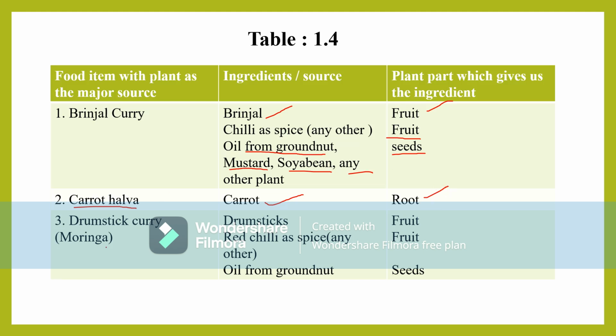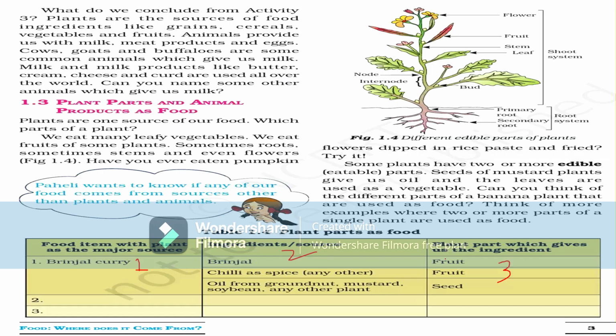Okay, next, the third example is drumstick curry. The ingredients we need to prepare it: drumstick, which is a fruit, and red chili as a spice. This is also a fruit, and the oil from groundnut is a seed. Okay, these are the 3 examples.